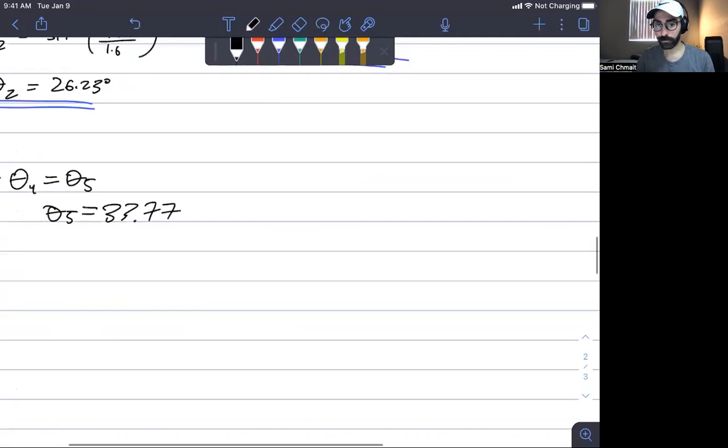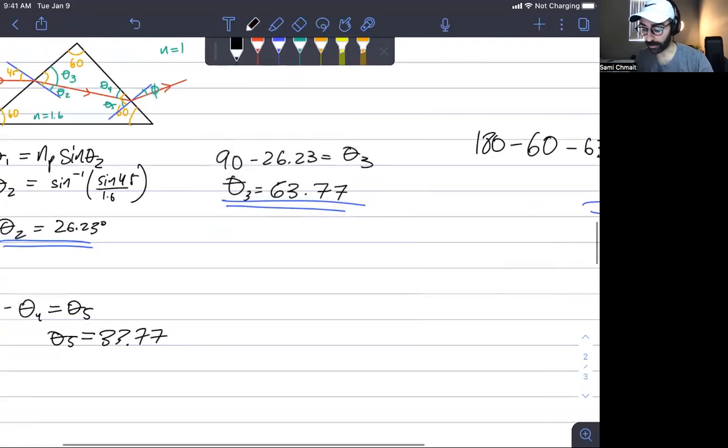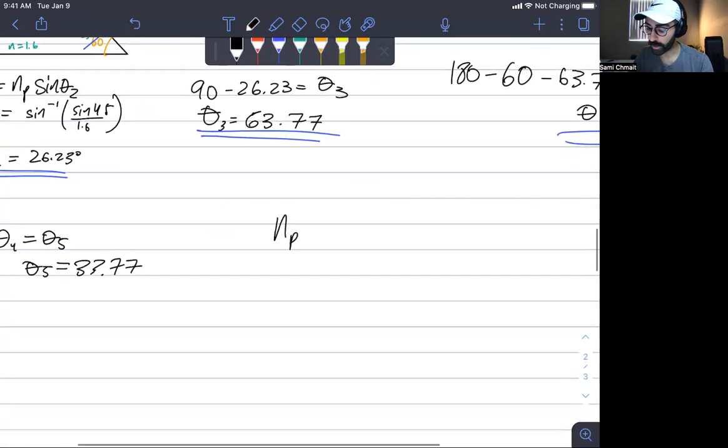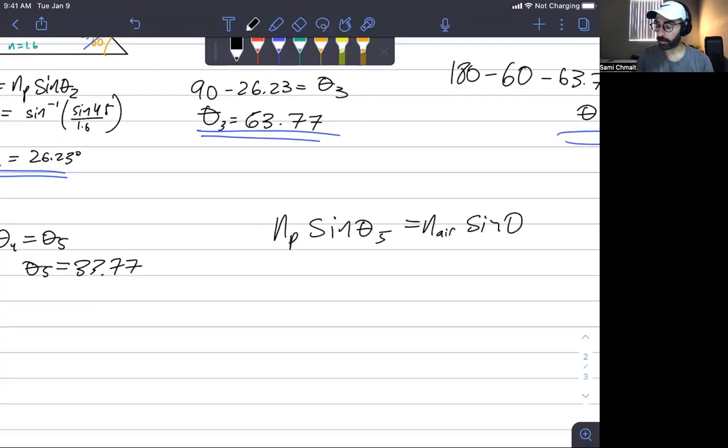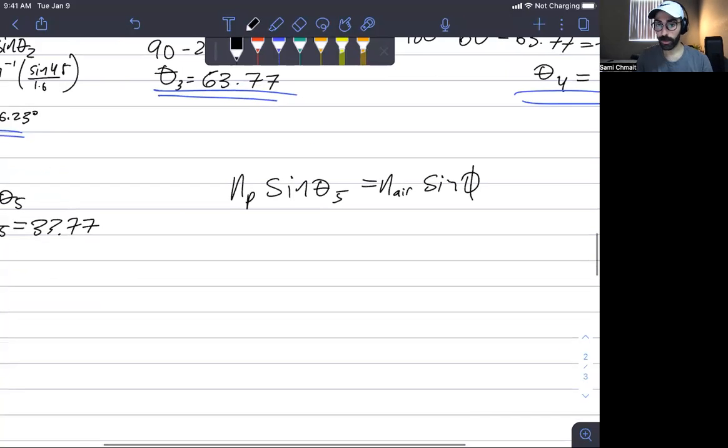33.77. Again, we're now exiting the prism, so we're going to use Snell's law. So NP, which one do we use? Sine theta 5, this is the one touching the normal, is equal to N in the air, call it N air, sine angle B right here. That's what we're looking for. We're going to have to do some rearranging. This is now something we've done many times.